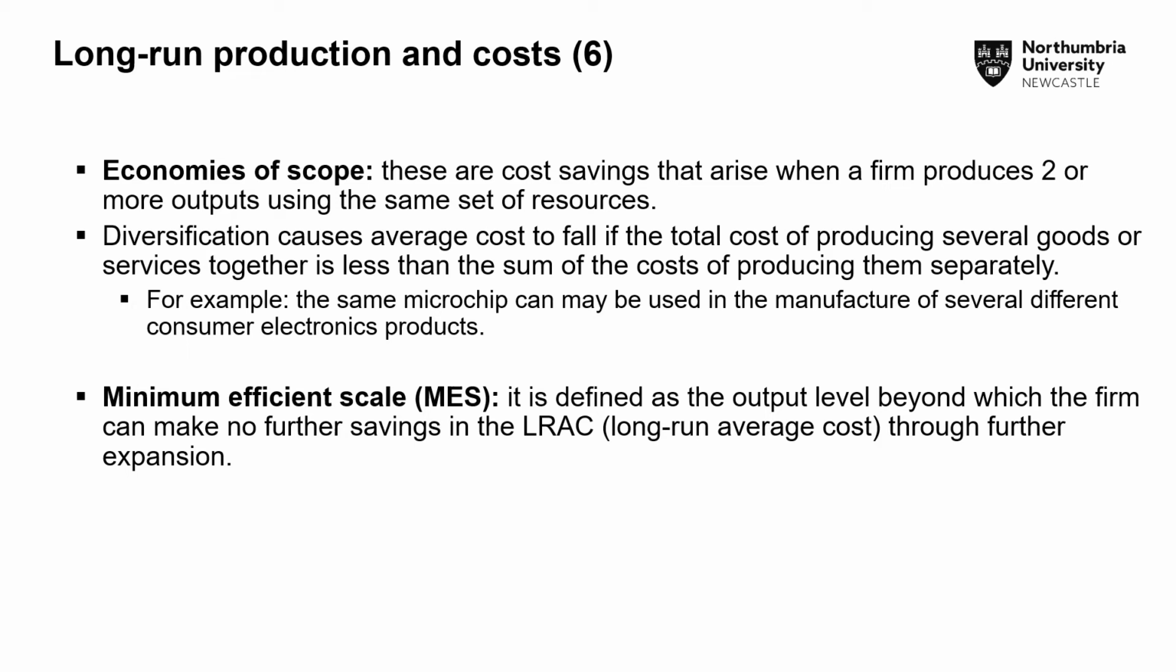Although cell phones and tablets are different, you can see that a tablet is not a massive jump from a cell phone. So hence, that offers a realistic scenario for economies of scope. Then finally, we have the minimum efficient scale, and this is defined as the output level beyond which the firm can make no further savings on the long run average costs through further expansion.